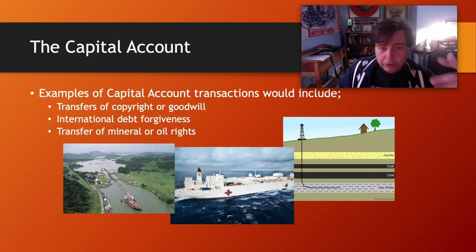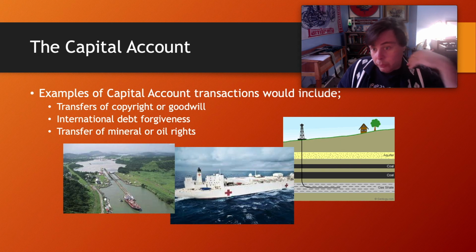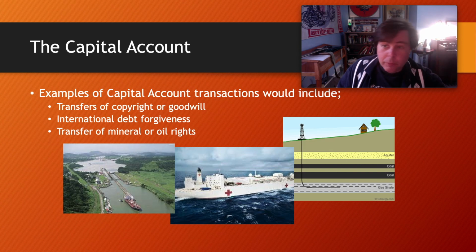So here are some pictures. The first one there on the left is the Panama Canal. The second one is a U.S. medical ship. And the third one is an oil right, it looks like in this case. So in 1979, we give the Panama Canal back to the Panamanians, and of course we don't make them give us money for it, right? But of course it has value, and so it's an asset transfer, but unilateral.